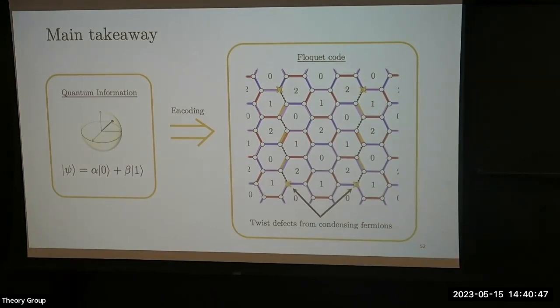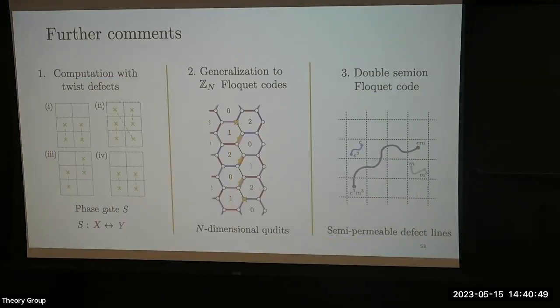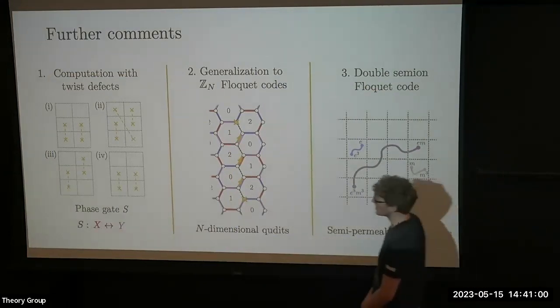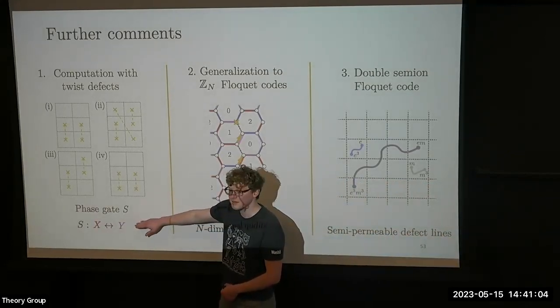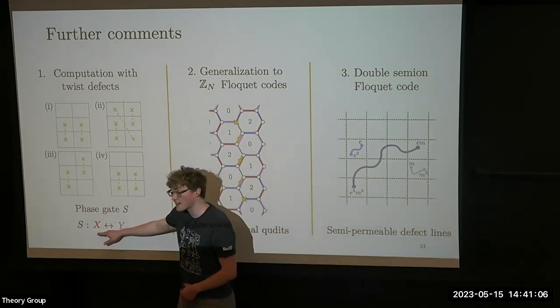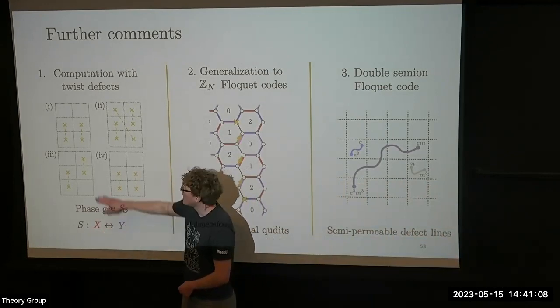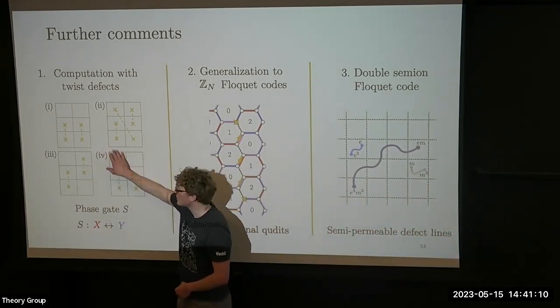Okay, let me just make some quick further comments here. I've showed you how to store information in the planar geometry. We can also do computations with our twist defects. Just as an example, one of the operations that we can do fault tolerantly is a phase gate. This should be thought of as similar to a Hadamard, but now it's between X and Y. And that operation is done in four steps.